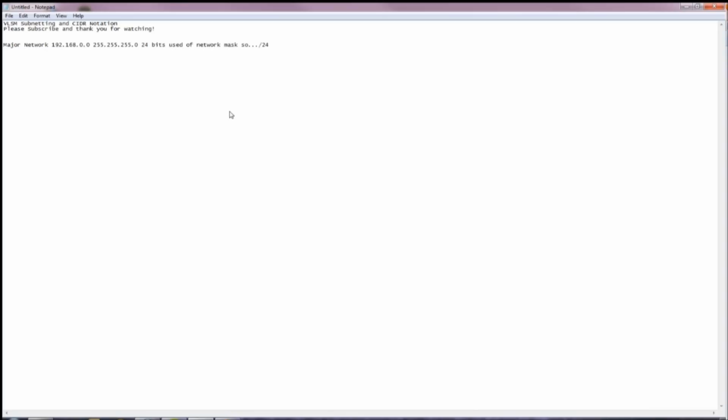So basically what the VLSM is going to do is take this major network and we can actually break it into smaller networks. So we're going to have a total of 254 available IP addresses to us through the major network, and we're going to take these IP addresses, split them up, so we can try to get quite a few smaller networks and not have as many IP addresses wasted.